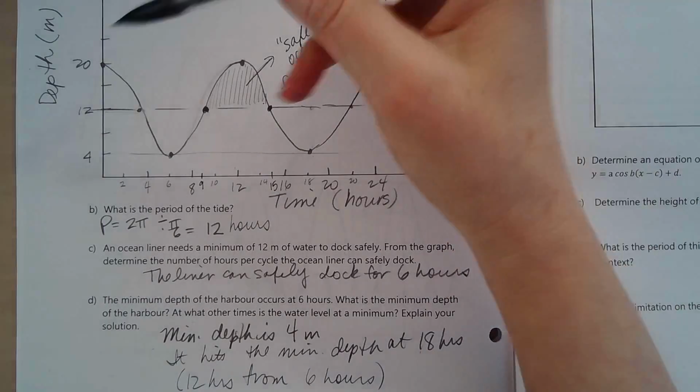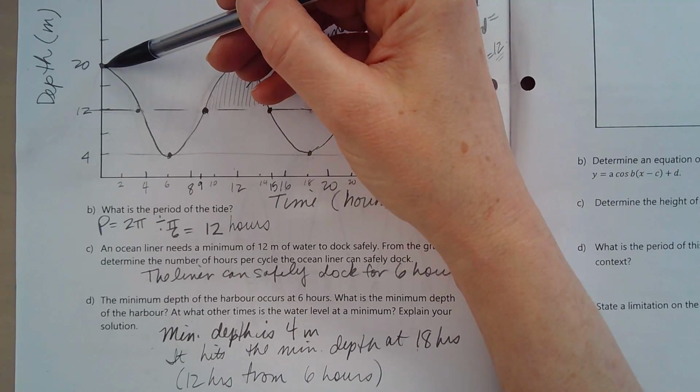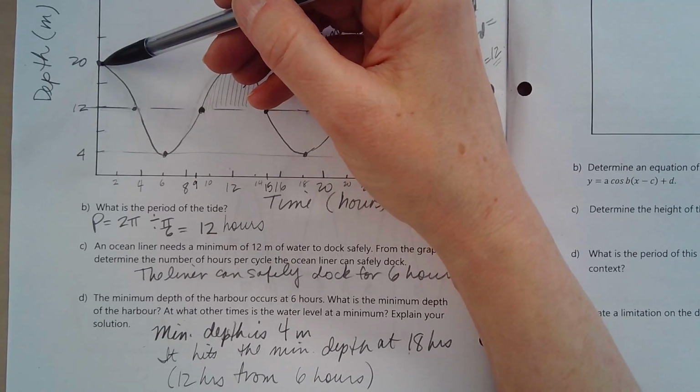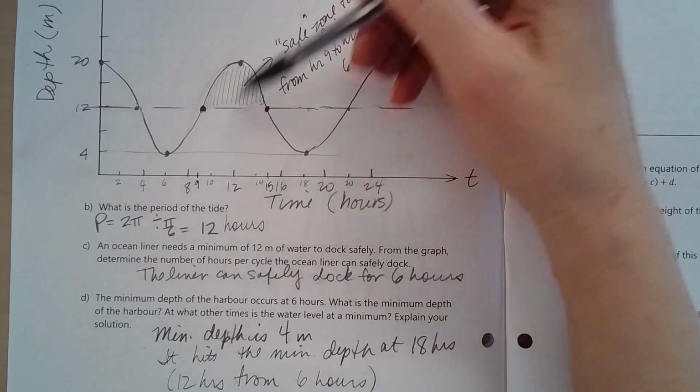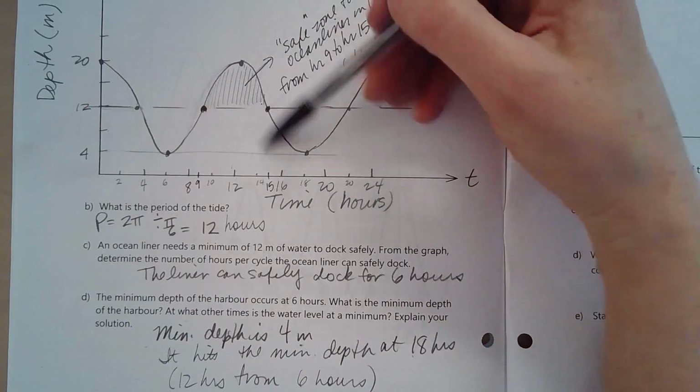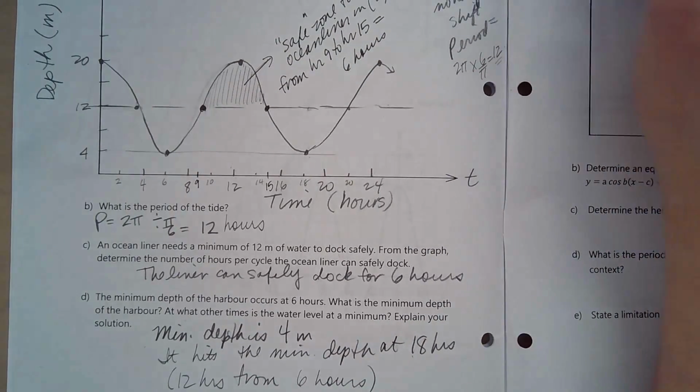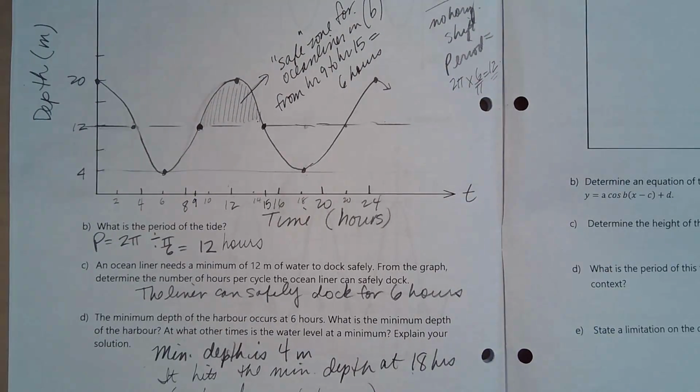It hits a maximum. This equation started at a maximum. 12 hours later, it hits another maximum. 12 hours later, it hits another maximum. So there would be 2 high tides, 2 low tides. You'd want to pay attention to the high tides because that's the only time you can get those ships in and out of the harbor.